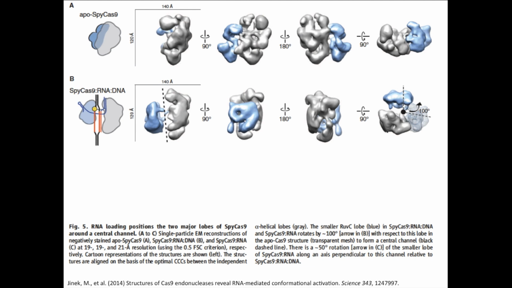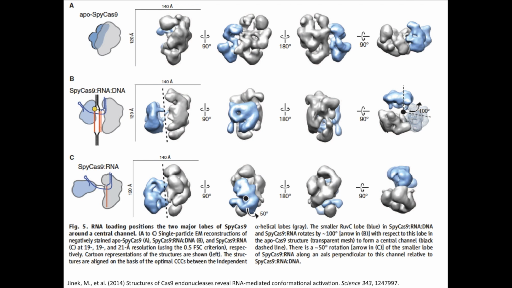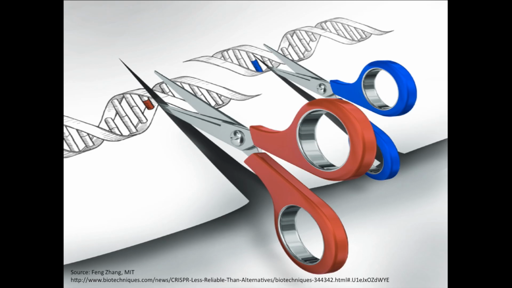Cas9 with a CRISPR RNA-tracrRNA hybrid and double-stranded DNA showed significant reorganization as seen in the second row. The larger lobe remains relatively unchanged, but the smaller lobe rotates about 100 degrees, forming a central channel. This channel is likely to contain nucleic acids, as depicted by the dashed black line in the left cartoon representation. The group decided to test Cas9 alone with CRISPR RNA-tracrRNA hybrid to see if the RNA alone was enough to activate the enzyme. They saw that the central channel did form with a 50-degree rotation of the smaller lobe. This suggests that the CRISPR RNA and tracrRNA complex is enough to activate the enzyme.